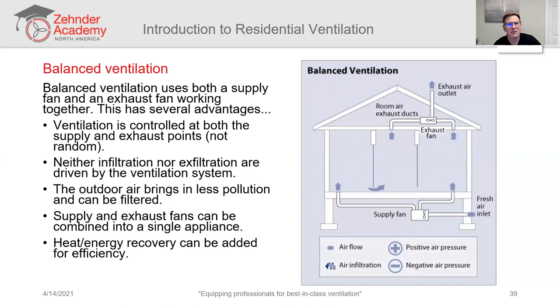And then you've got balanced ventilation. Balanced ventilation is a pretty good combination of supply and exhaust. You have both supply and exhaust fan or fans working together, and this has several advantages. Because you're controlling the pressure, you're not depressurizing or pressurizing the house with fans, you're not driving infiltration or exfiltration.